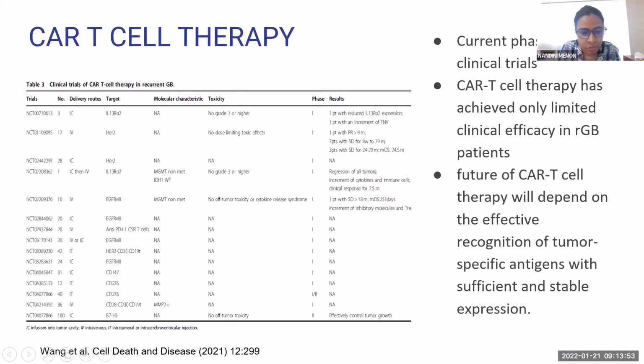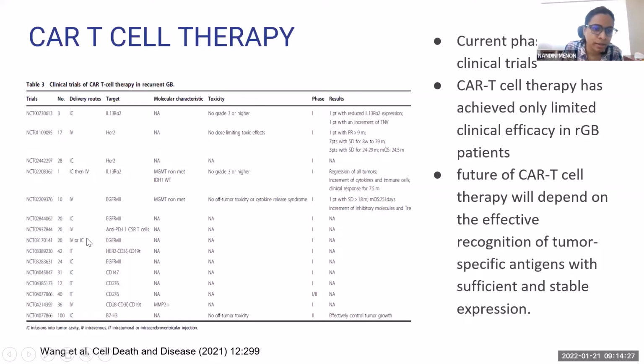CAR T cell is another immune strategy that is being evaluated in phase 1 trials only. So far, phase 1 and 2 trials. Some studies showed 1 or 2 patients with stable disease and some benefit. However, when they studied it in more patients, it was not sustained amongst all patients. And what many studies report is that because of the tumor heterogeneity, the tumor-specific antigens which need to be recognized by the CAR T cells should be sufficient and the expression should be stable.